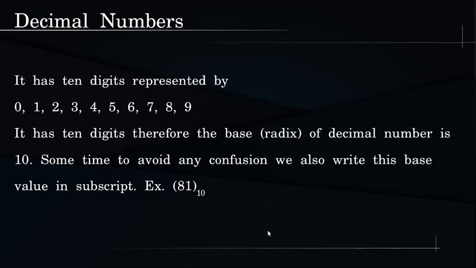It has 10 digits represented by 0, 1, 2, 3, 4, 5, 6, 7, 8, 9. It has 10 digits, therefore the base, often called radix, of decimal number is 10. Sometimes, to avoid any confusion, we also write this base value in subscript. For an example, 81 base 10. That shows 81 is a decimal number.